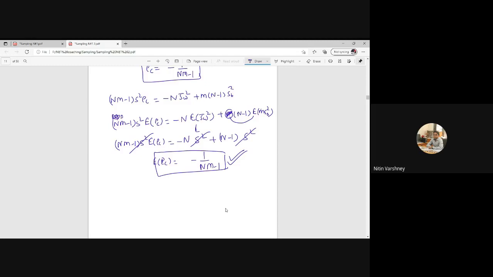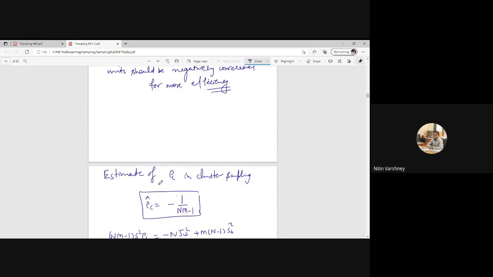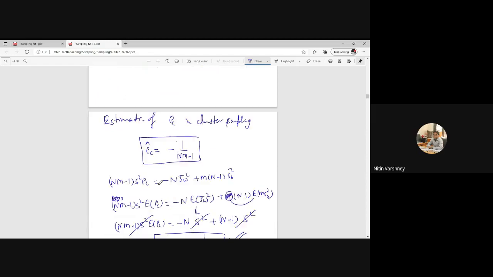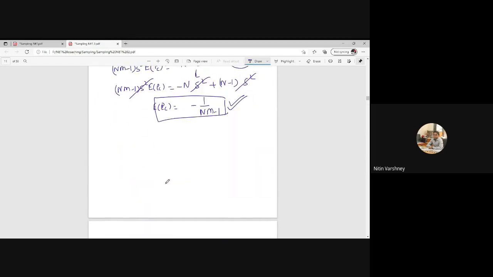So with this we have completed our cluster sampling. Is there any doubt? So remember this important relation and important result regarding cluster sampling. Okay. So with this today I am stopping. Tomorrow I will also take class. Okay then.